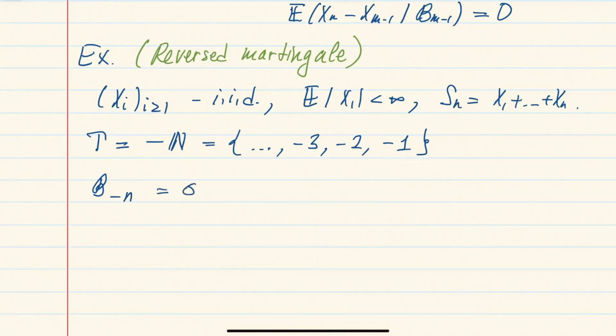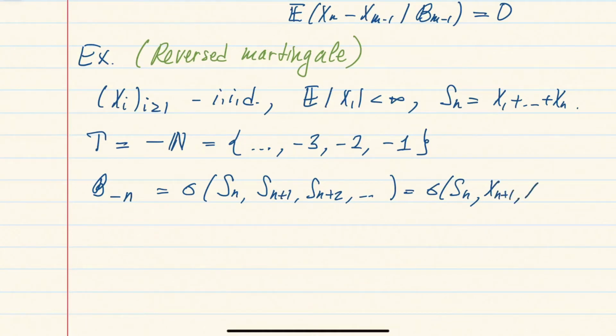It will be the sigma algebra generated by the sum Sn and all the future sums, so Sn+1, Sn+2, and so on. You can also just take the first sum, and then of course if you know all the future sums, you know the values of Xn+1, Xn+2, and so on. So these are equivalent definitions of the sigma algebra. Notice that with this definition, you do have inclusion with the usual order on the integers.